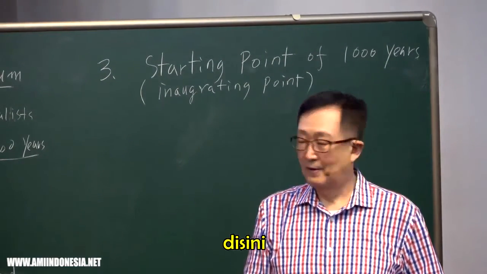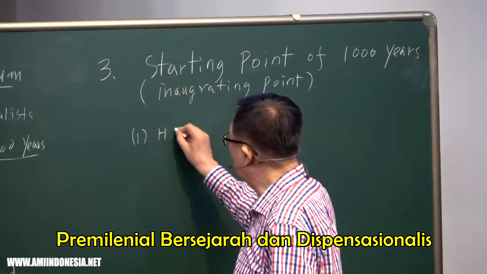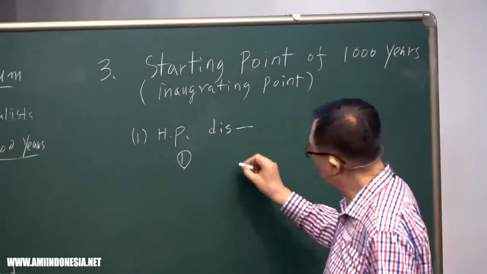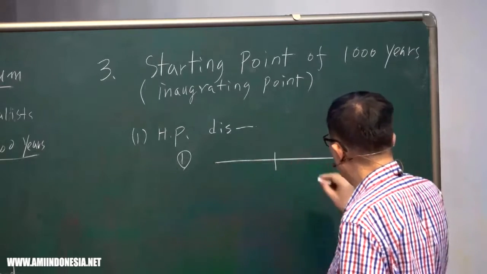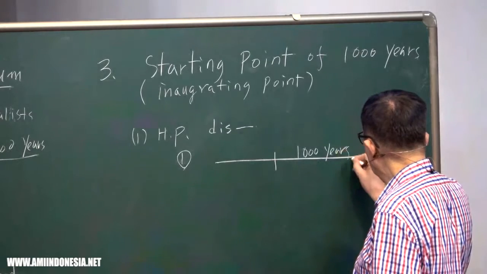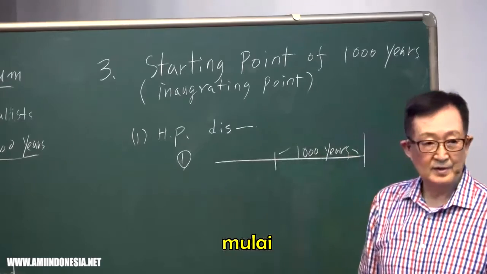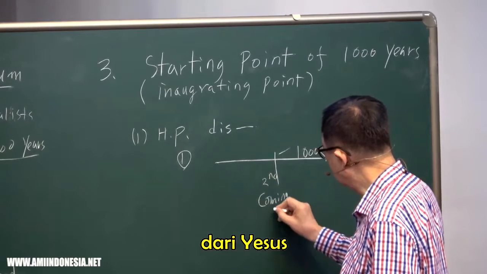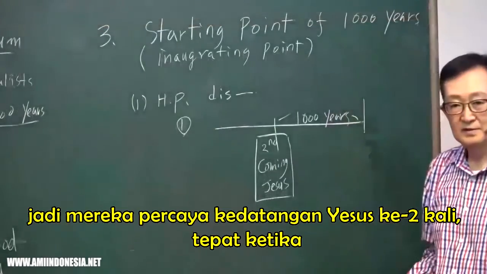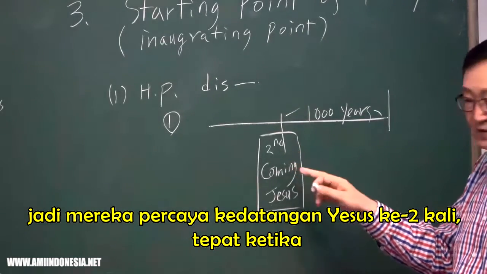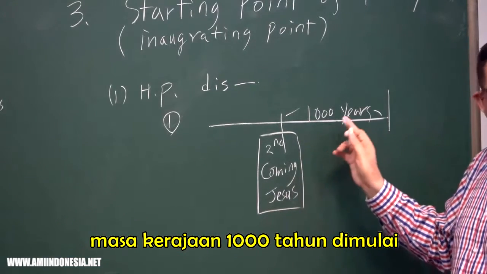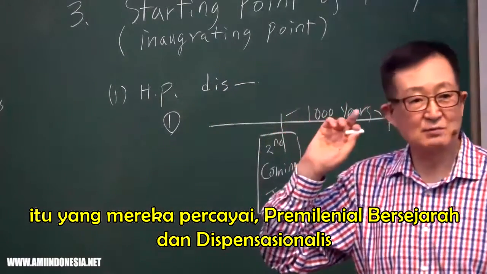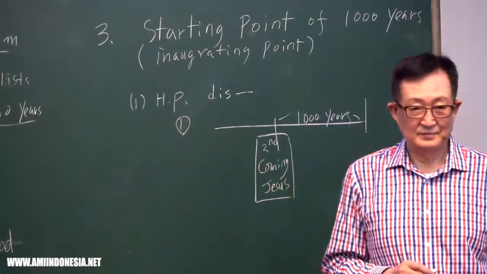Now, here, historical premillennialists and dispensationalists believe the 1,000 years kingdom starts at the second coming of Jesus. So they believe right after the second coming of Jesus, the millennium kingdom will start. Got it? That's their belief, the historical premillennial and dispensationalist premillennial. You are familiar with that. Are you okay following me?